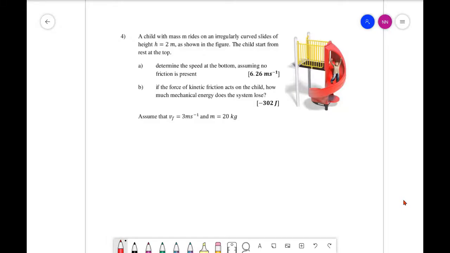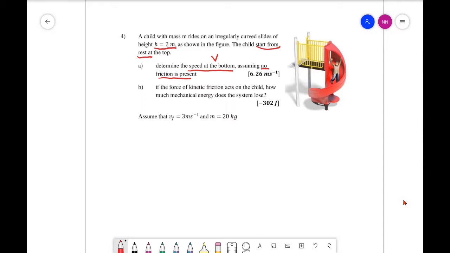Number 4. A child with mass m rides on an irregularly curved slide of height 2 meter. As shown in the figure, the child starts from rest at the top. A. Determine the speed at the bottom, V, assuming no friction is present.